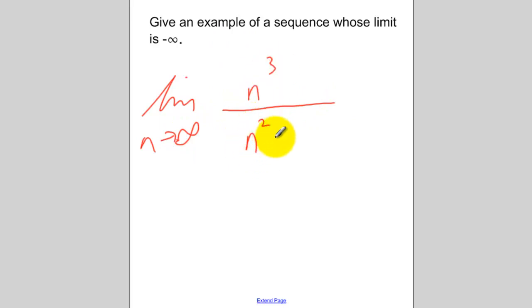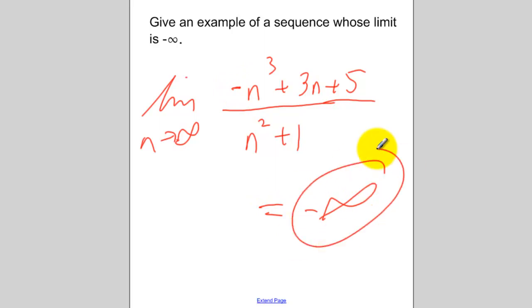Give an example of a sequence whose limit is negative infinity. Well, the limit as n goes to infinity of, we want to make sure that the degree on top is higher than the degree on the bottom, so n cubed over n squared plus 1, let's say n cubed plus 3n plus 5. But this is going to approach positive infinity. We can just put a negative coefficient on this, and now this will approach negative infinity. Okay?